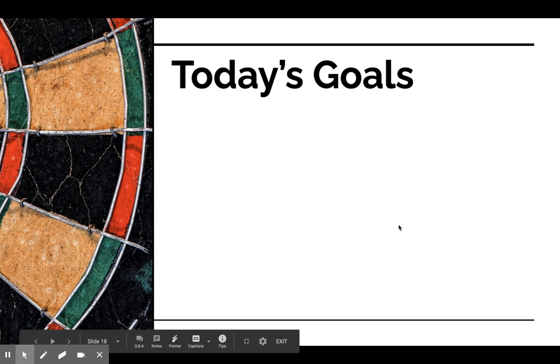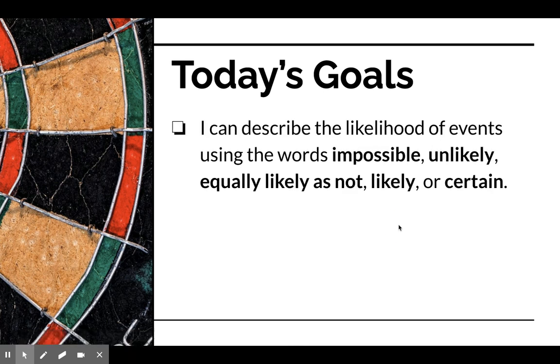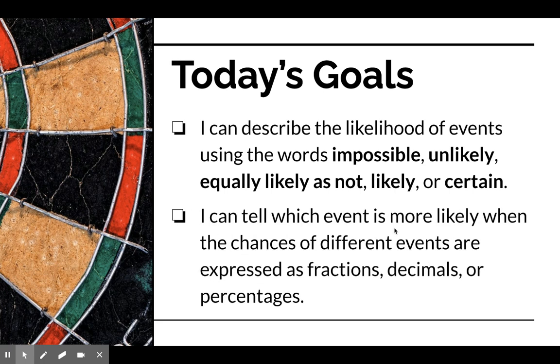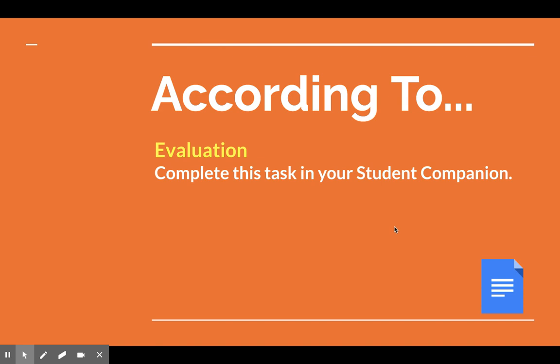Okay, so our goals for today were that we wanted to be able to describe the likelihood of events using the words impossible, unlikely, equally likely as not, likely or certain, which we did. And then we wanted to be able to tell which event is more likely when the chances of different events are expressed as fractions, decimals, or percentages. So, complete the evaluation task in your student companion.